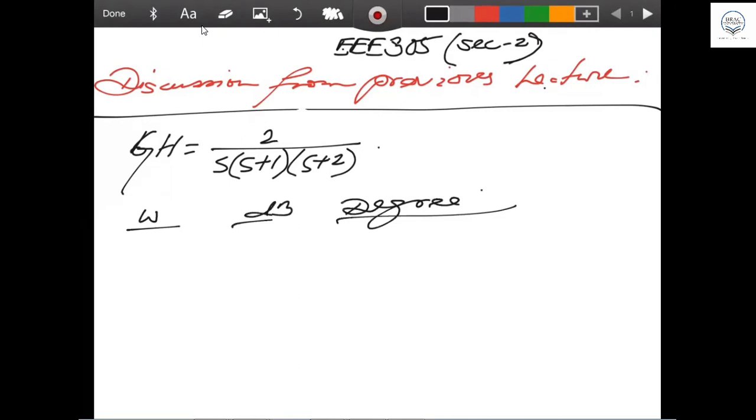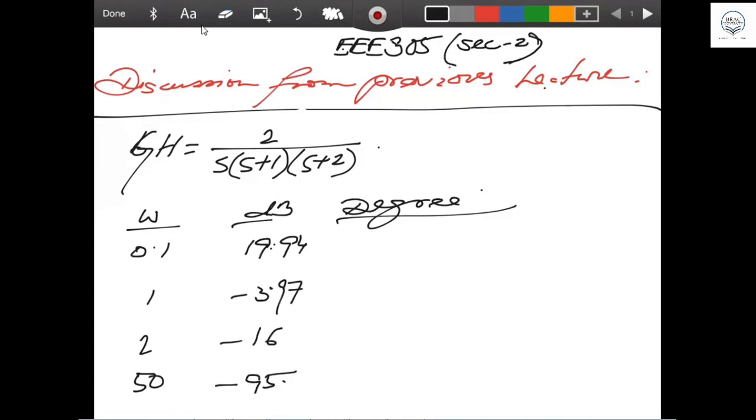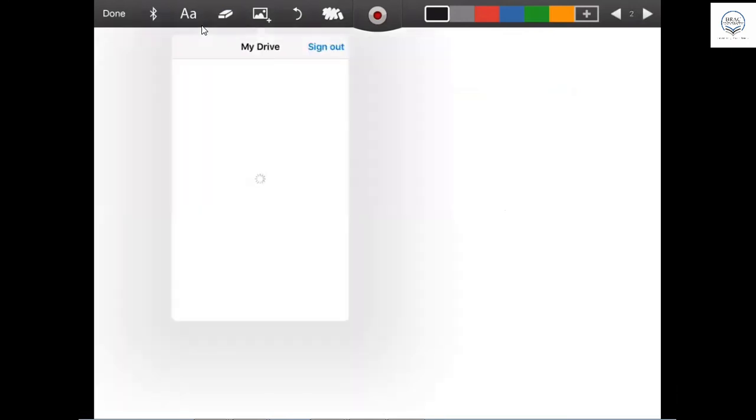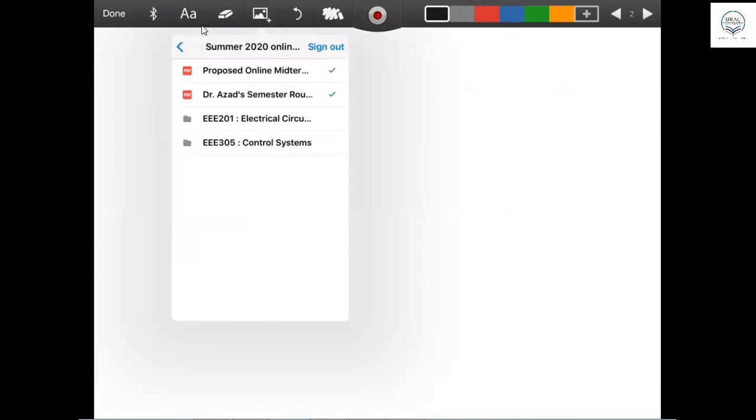Can you tell me what the dB and degree values were? The omega values were 0.1, 1, 2, and 50. And the dB values were 19.94, minus 3.97, minus 16.02, and minus 95.9. The angles were minus 98.57, minus 161, minus 198, and minus 266 degrees.